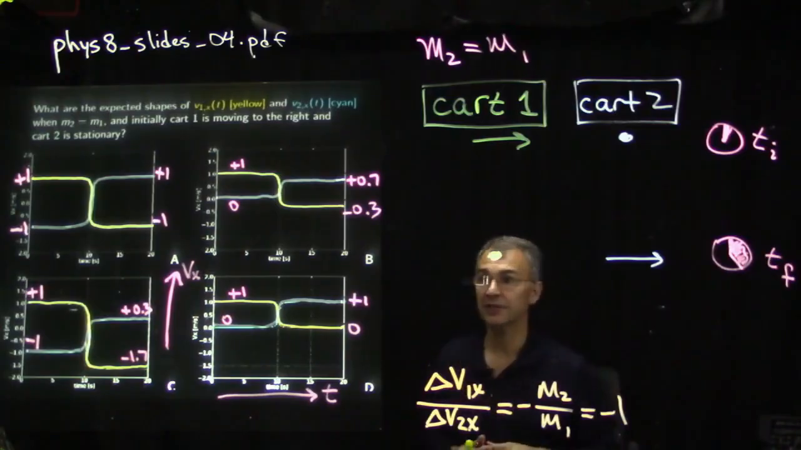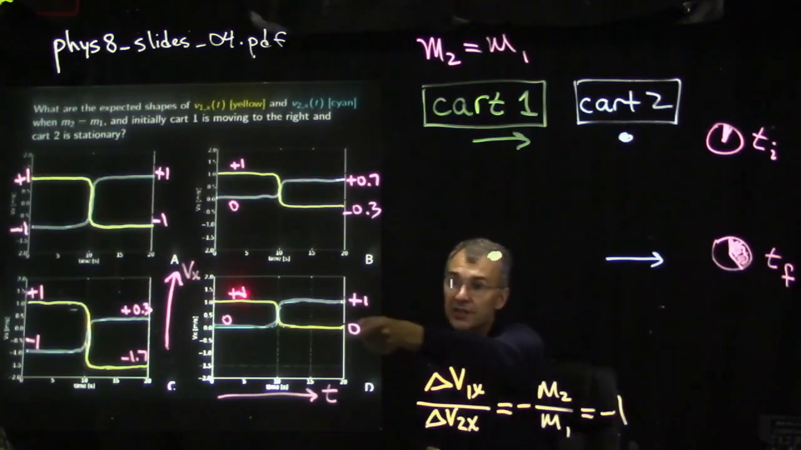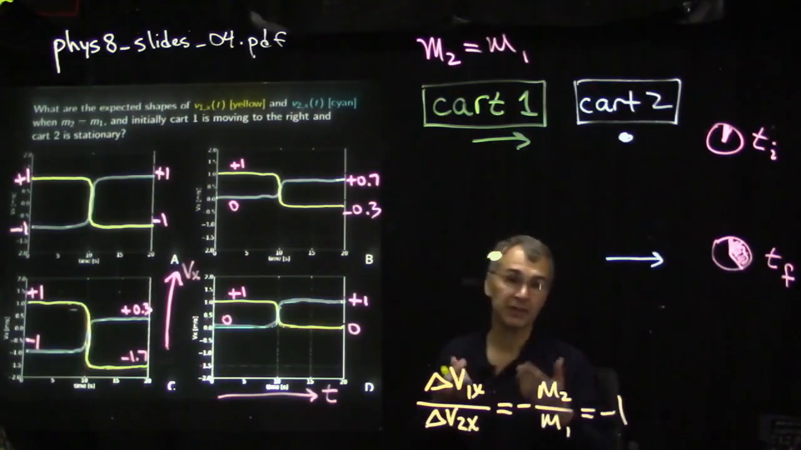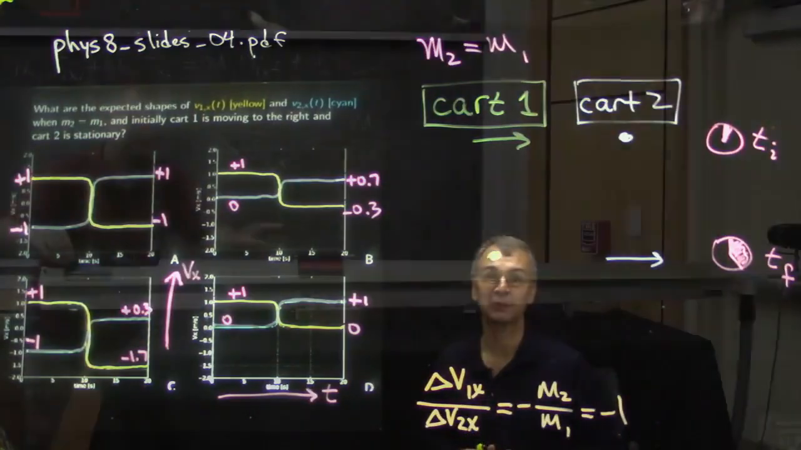Graph D looks like our best fit. Cart 1 goes from +1 to 0 meter per second. Cart 2 goes from 0 to +1 meter per second. So cart 1 has a change of -1. Cart 2 has a change of +1. That makes sense. They have the correct ratio of -1. It's also consistent with what we saw in the video clip. So I like D, delta. Let's watch the clip one more time.